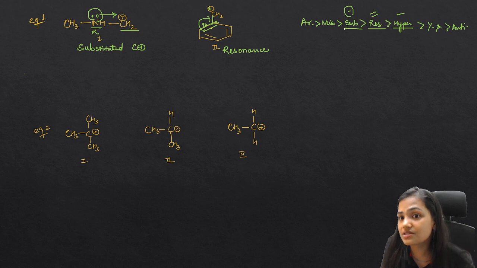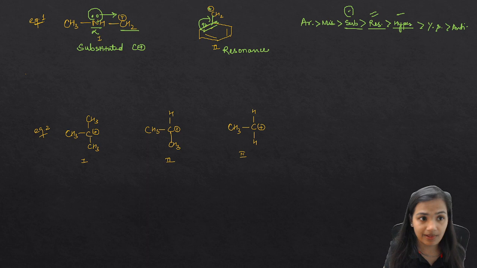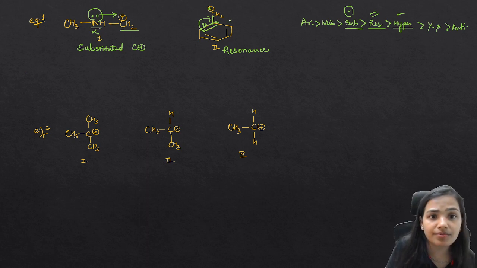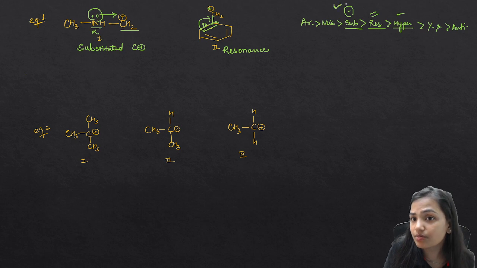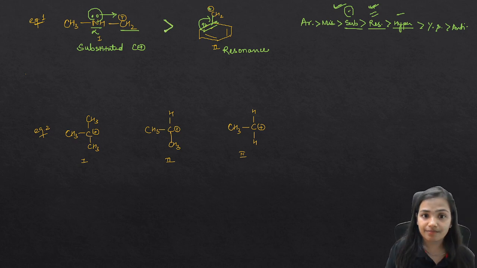Okay, so if this is the way you will learn, you will be able to figure it out and you will be able to answer every question. So substituted and a resonance. So who will better stabilize, a lone pair or a pi bond? We know that lone pair stabilizes better than a pi bond. Okay, so the answer is this. So this is the correct answer. Done. Now do the question number 2.